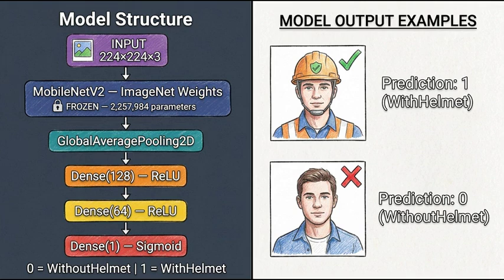The baseline achieved 83% accuracy and a macro F1 of 0.79, with a without-helmet recall of 0.75. A solid starting point, but not yet at the 0.8 recall threshold required for safety-critical deployment.